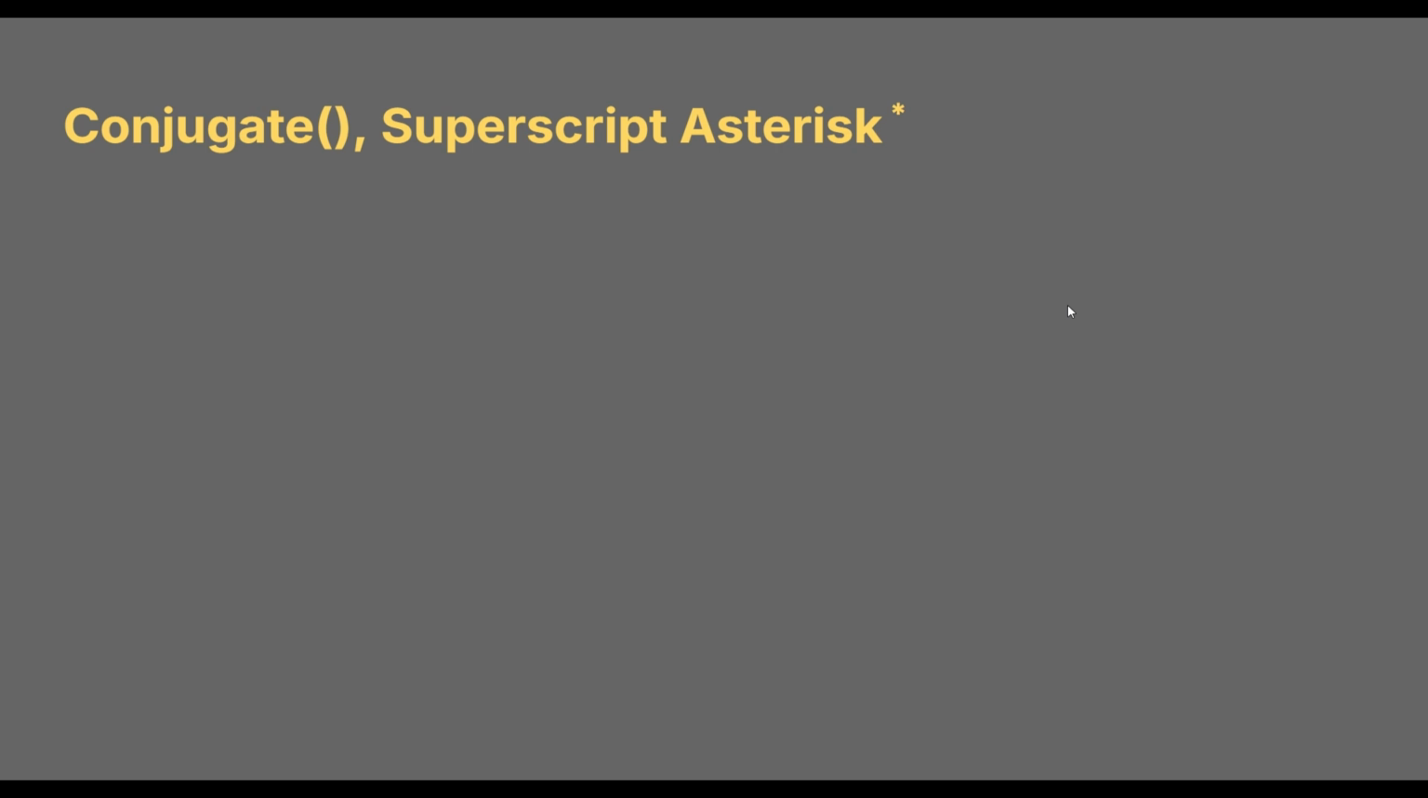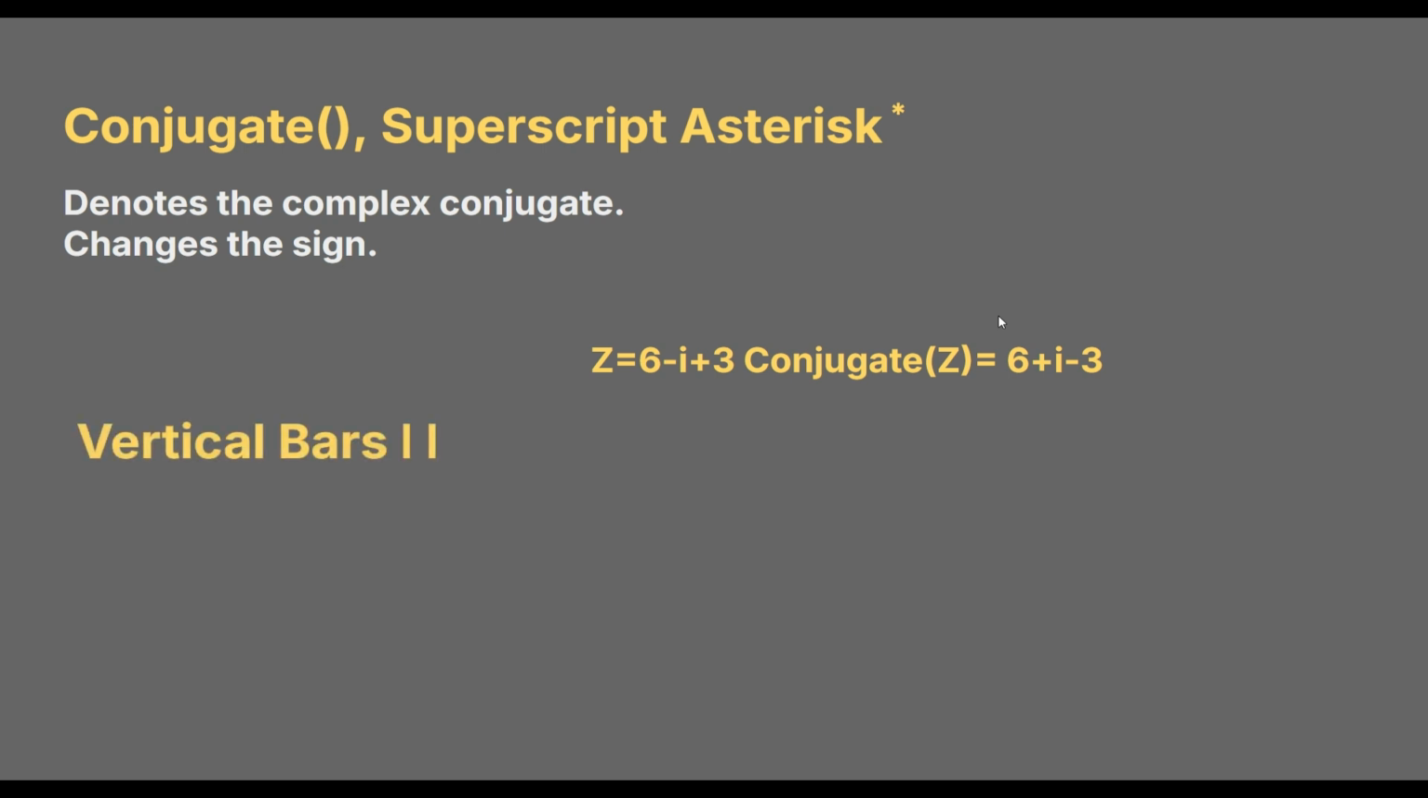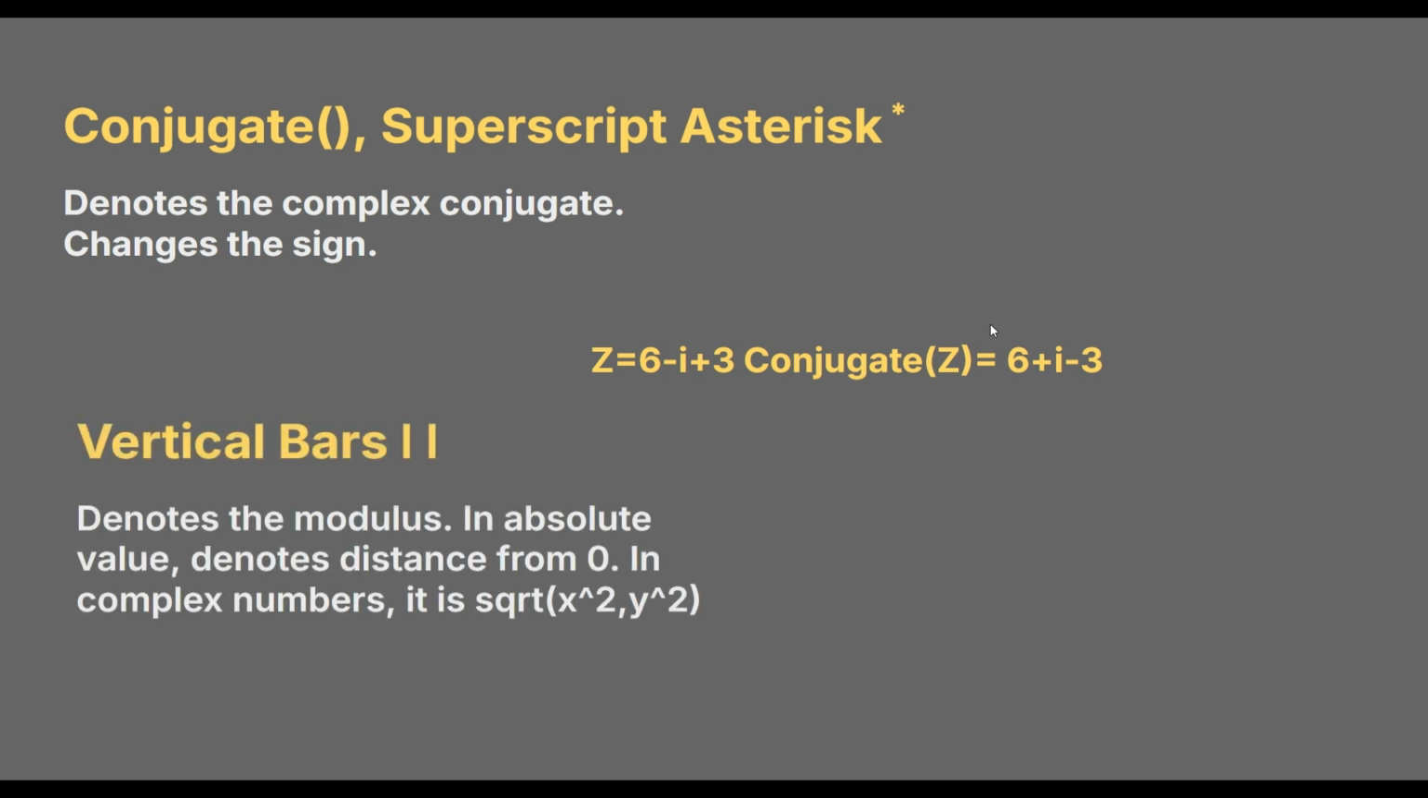Conjugate is denoted by the superscript asterisk. It denotes that the complex conjugate changes the sign. Addition becomes subtraction, and if it's multiplication, the number becomes negative. Vertical bars denote the modulus. An absolute value denotes distance from zero. In complex numbers, it is x squared plus y squared.